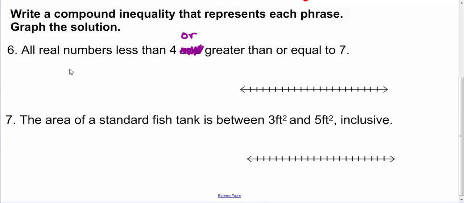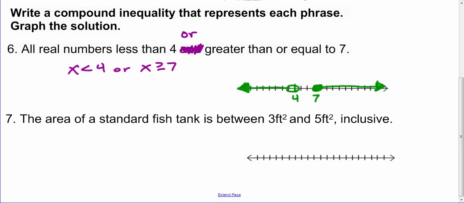So all real numbers less than 4 would look like this. x is less than 4 or greater than or equal to 7. So x greater than or equal to 7. That's what the inequality would look like. Let's go ahead and graph this thing. So I'm going to decide that this is 4, and right here that's going to be 7. And at 4 we should have an open circle. That's a pretty large open circle there, trying to make the point. And at 7 should be a closed circle, and the graph would go to the right.